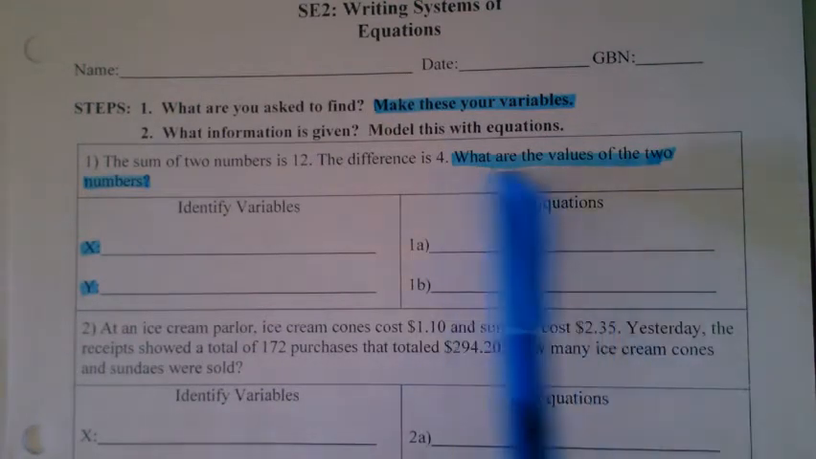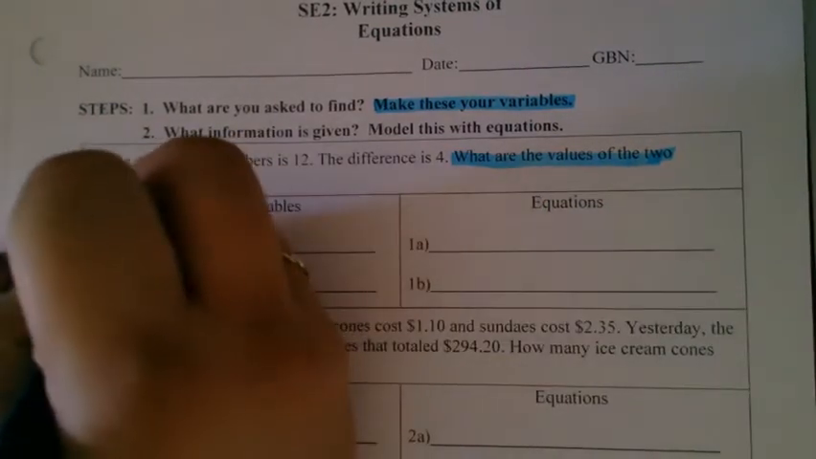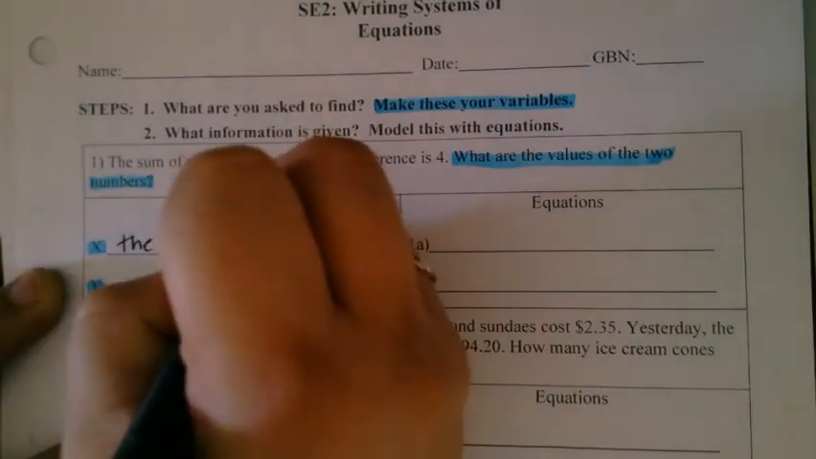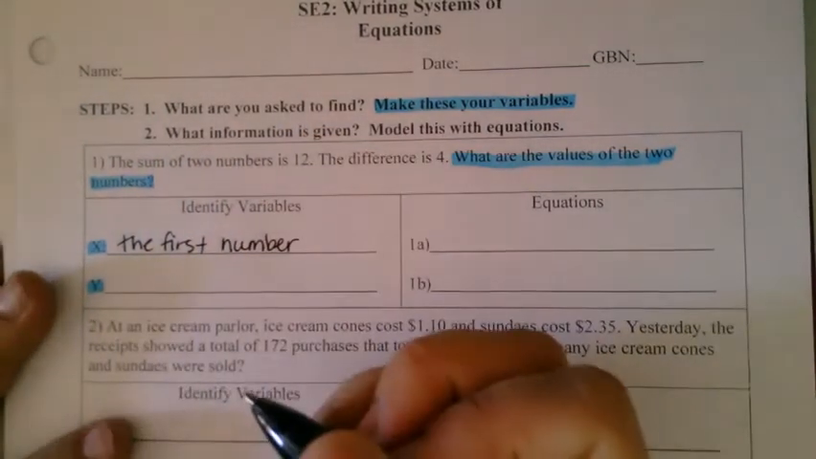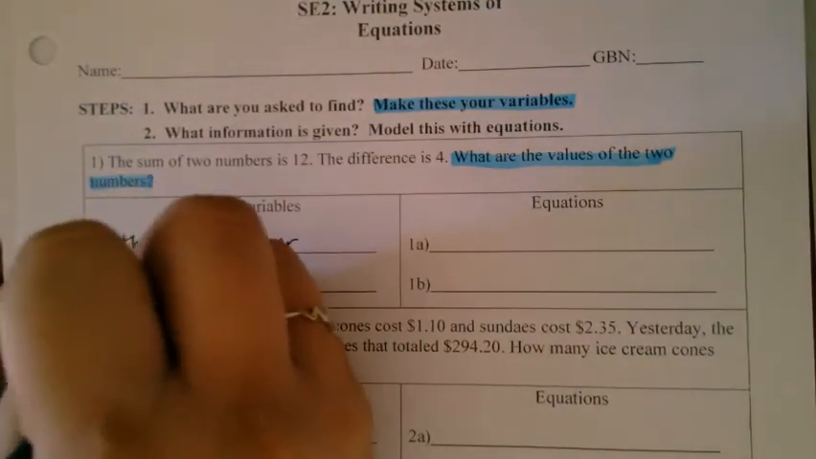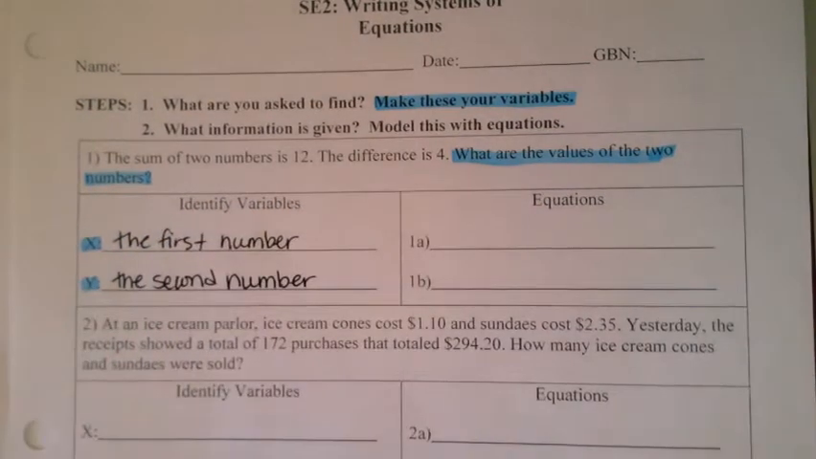It's asking, what are the values of the 2 numbers? So the X is going to be the first number, which would make Y the second number. Once you've established what your X and your Y are, it makes it a little bit easier to go back and now build your 2 equations.